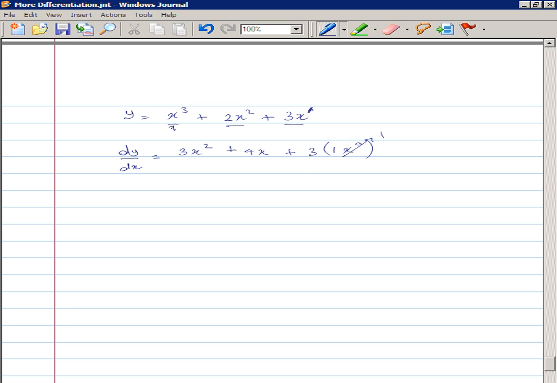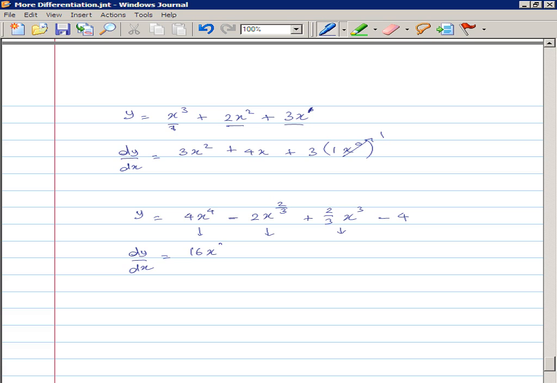Okay, let's try a couple more examples. So let's say we have y equals 4x to the power 4 minus 2x to the power 2/3 plus, let's say, 2/3 of x cubed minus 4. Okay, now dy over dx in this case, so differentiating each of these, all I have is pluses and minuses in between these individual functions, so I differentiate them one by one.